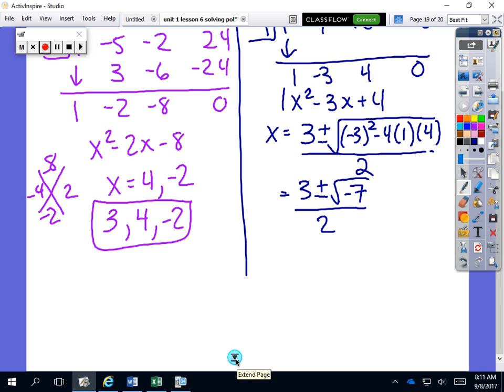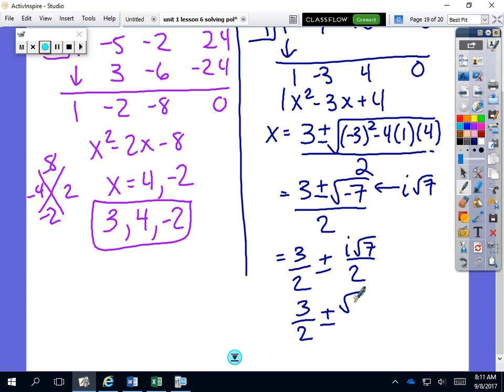So the square root of negative 7 would be i times the square root of 7, because 7 can't be factored. So I have 3 halves plus or minus i root 7 over 2. And I just need to move that i to the back of that. So 3 halves plus or minus the square root of 7 over 2 with an i here.